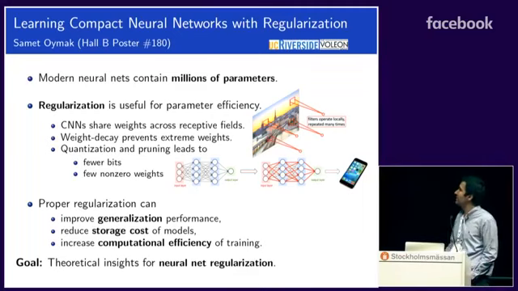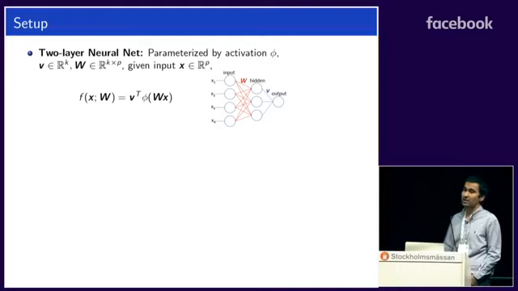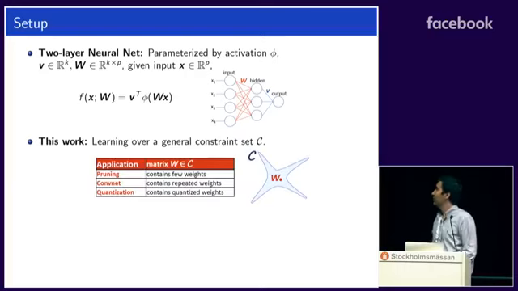Let's introduce our setup. We will be talking about a two-layer neural net model throughout this talk. This model is parameterized by an activation function phi, output weights v, and input weight matrix W. And the input-output relation is given by the picture. So what is specific about this talk? We'll be talking about learning such a neural network model over some constraint set C.